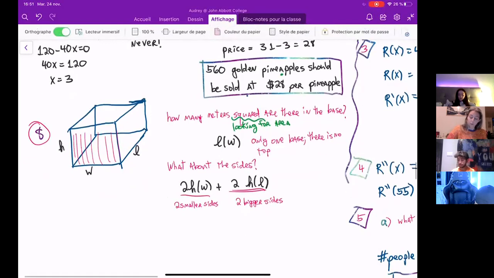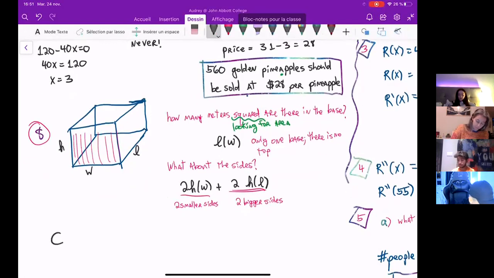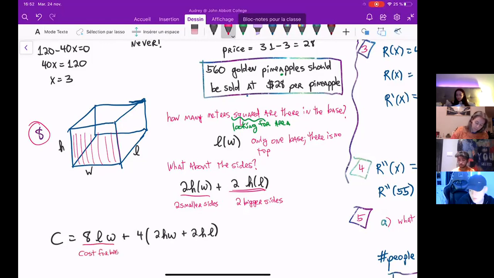So then we're told that my cost is $8 per square meter in the base. So that's 8 times L times W plus $4 for the side. So that's 4 times (2HW plus 2HL). So this is my cost for my base, and this is my cost for my sides.